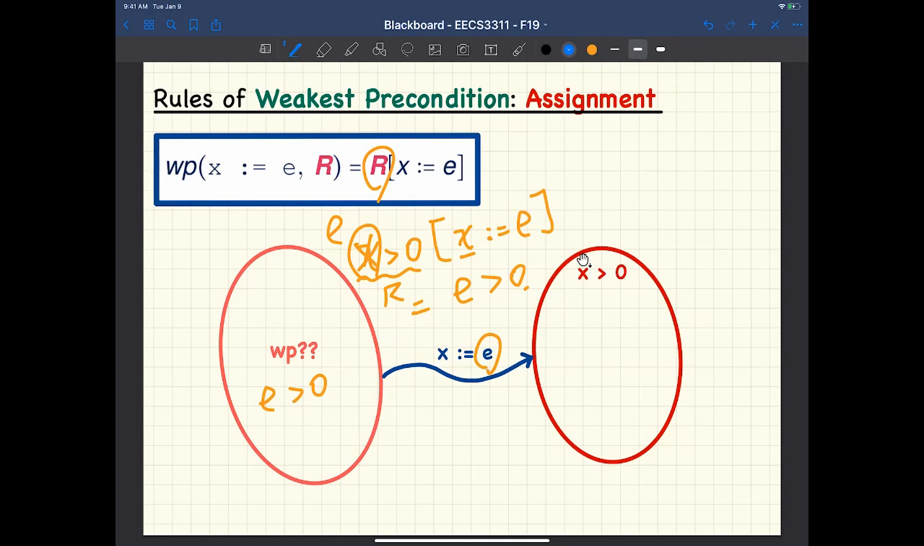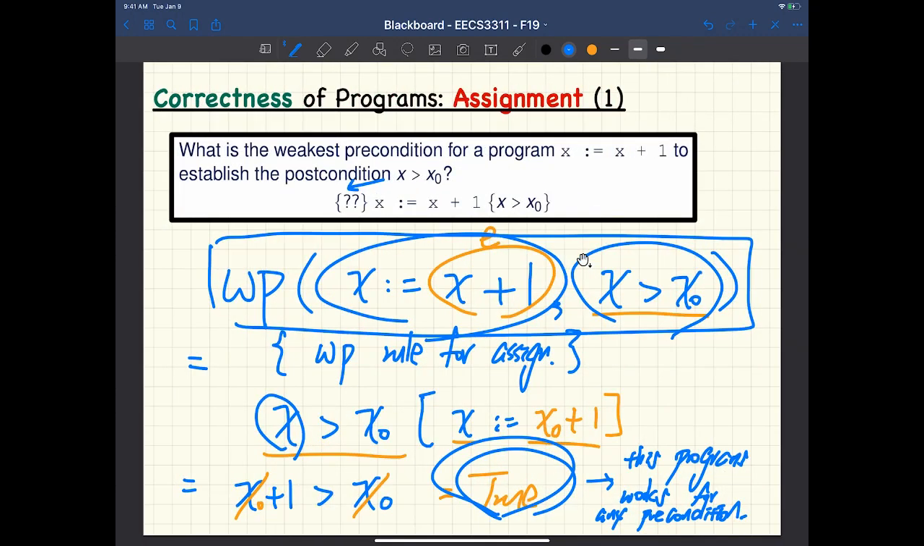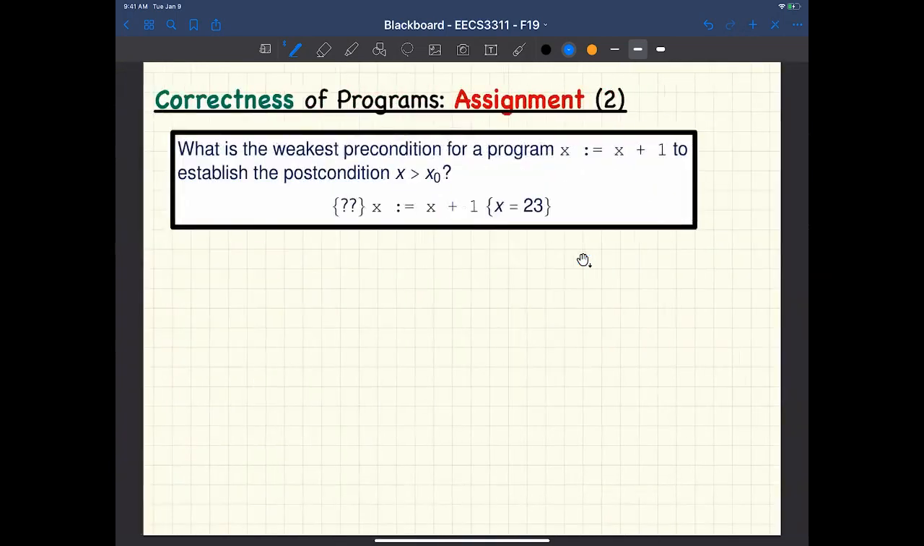Do we have any question for this very first example, which is calculating WP? Having that be true simply means any precondition will be fine, because anything will imply true. Okay, let's see the second one.